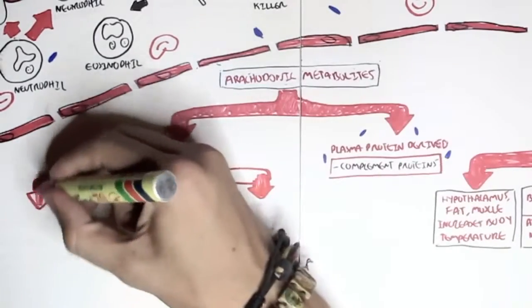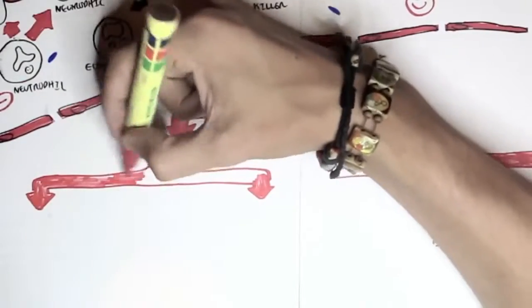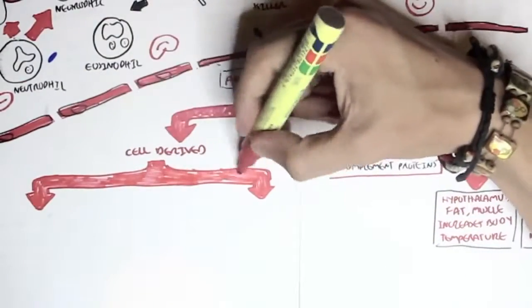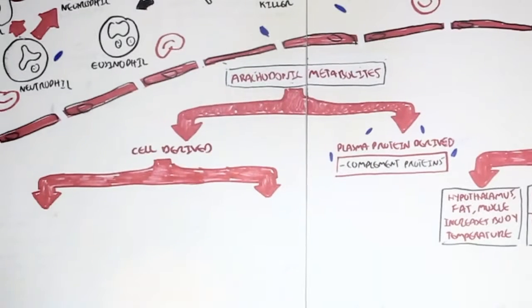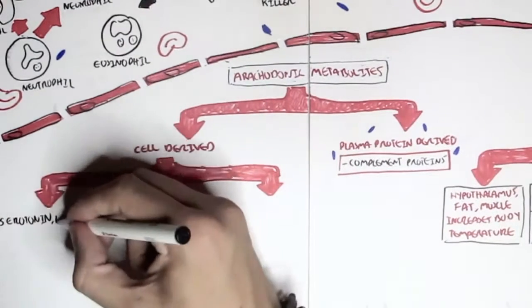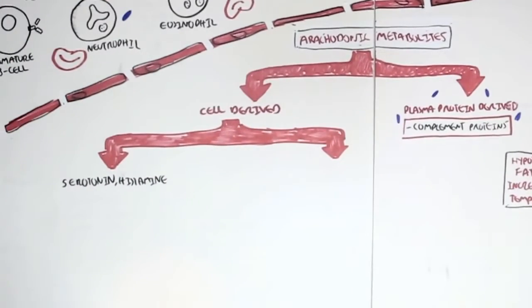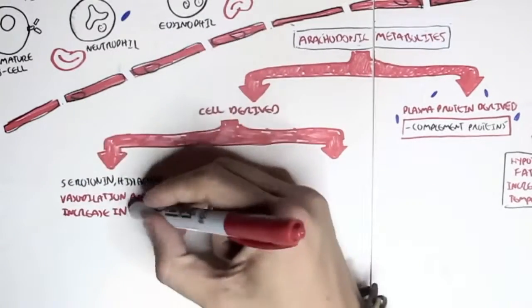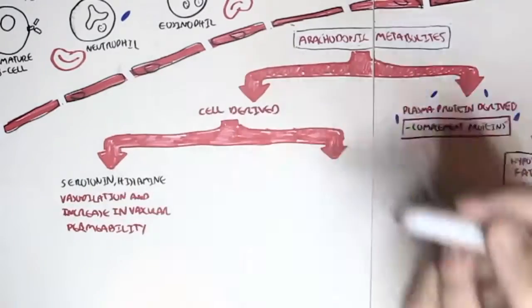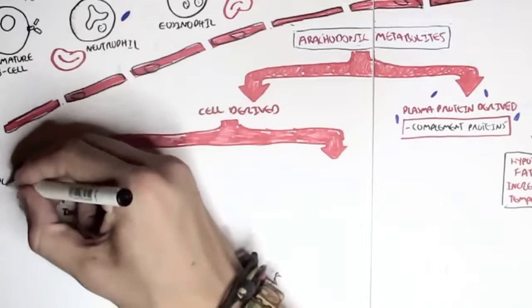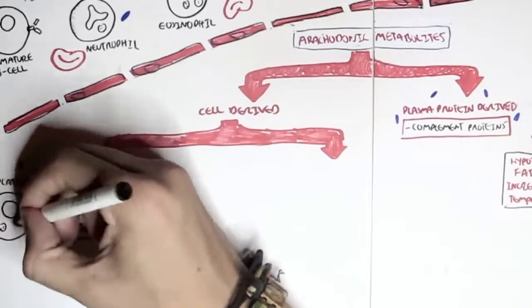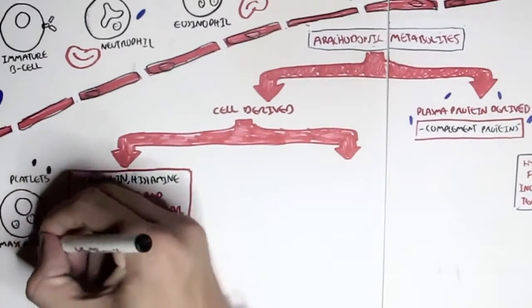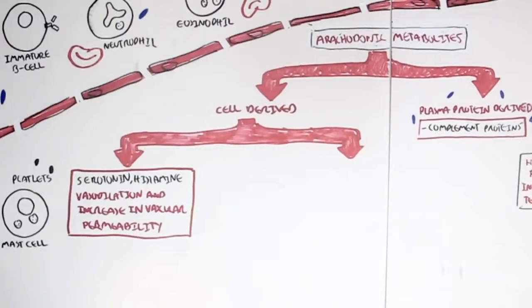We won't really talk about the plasma protein derived; we'll mainly concentrate on the cell derived, which means that these inflammatory mediators come from cells specifically. So cell-derived inflammatory mediators, we have serotonin and histamine, which are good examples. Serotonin and histamine, as we might know, cause vasodilation and increase vascular permeability. Serotonin is typically secreted by platelets, and histamine by mast cells. And as we know, this is important for the immune response.